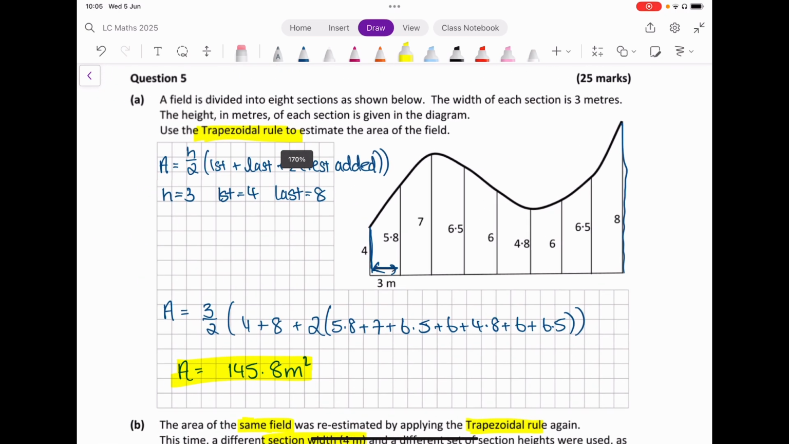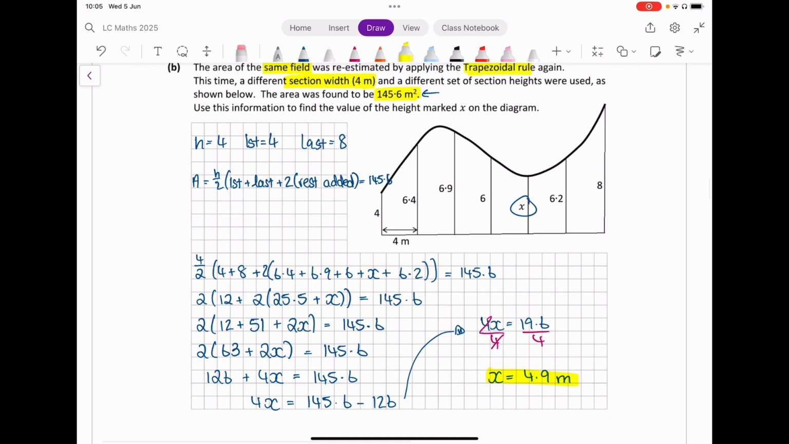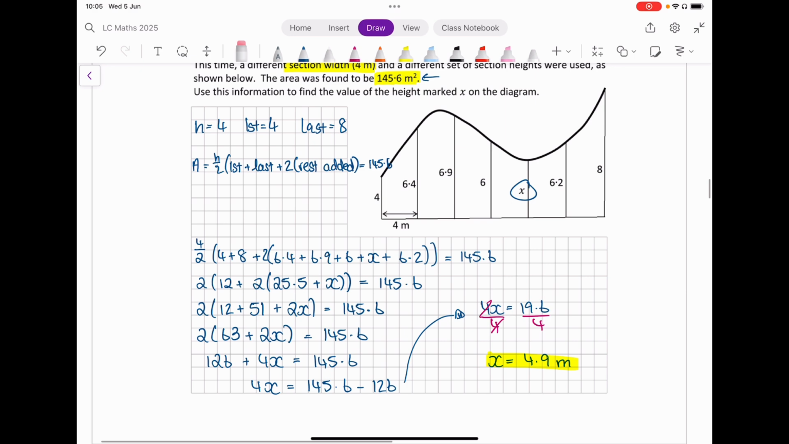The first one is just a basic application of it, and the second part there is using a little bit of algebra thrown in. Again, this is a 15-mark question for part B. If you get as far as here, you're getting 10 marks, and if you get just to here, you're getting 7 out of 15. So writing down your formula and subbing in correctly is going to get you all of those attempt marks.